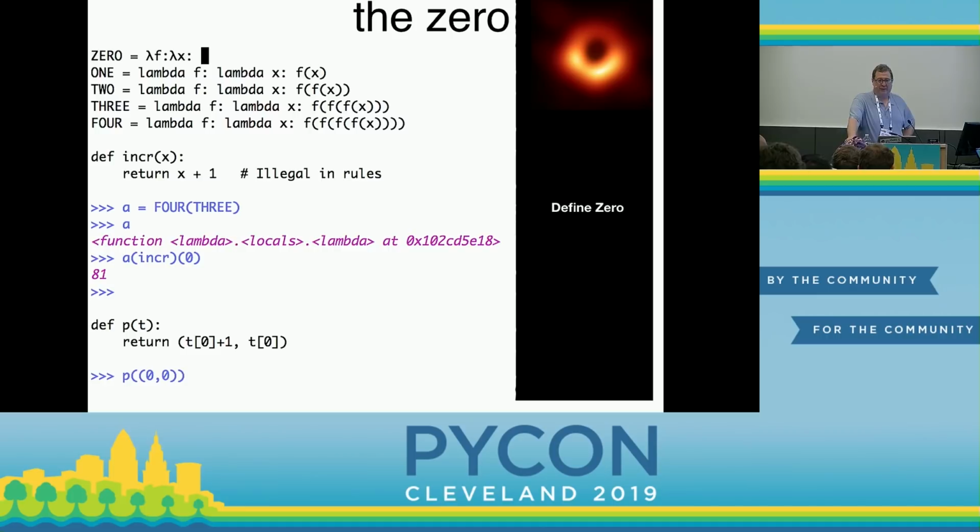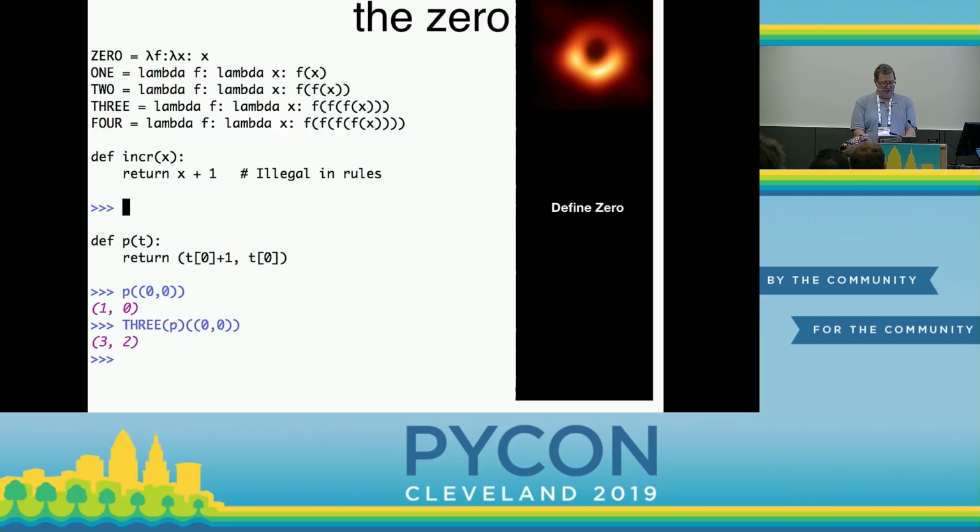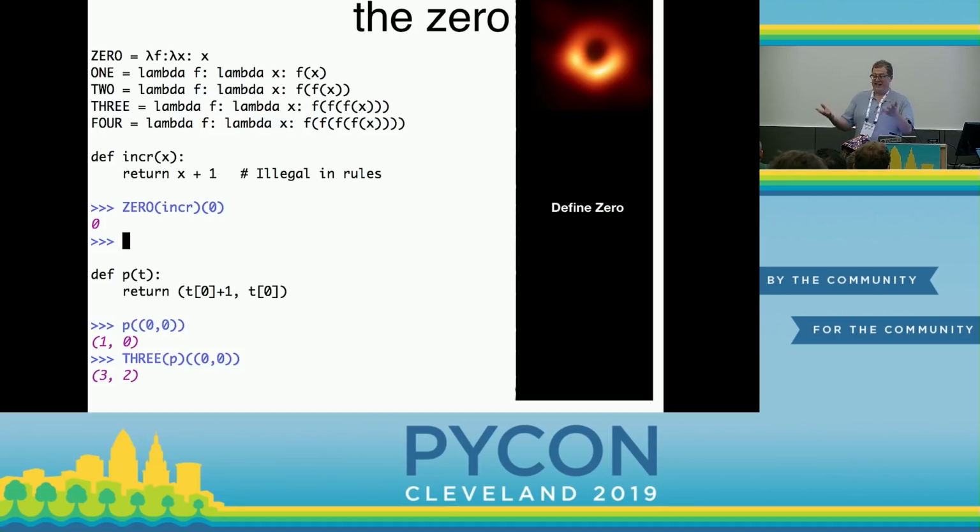So the 0 is basically going to be lambda f, lambda x. And the question is, how would you represent 0 in this system? Well, 1 is like 1 usage of f, and 2 is 2 usages of f, and 3 is 3 usages of f. What do you think the 0 is? 0 usages, right? Yeah, x. Like you didn't use f at all. It's like you just gave me an x, and it's like, okay, you didn't do anything to it. So the 0 basically means you didn't do anything. So if I said 0 incr of 0, it means you just stayed at 0. You didn't call the function on it.